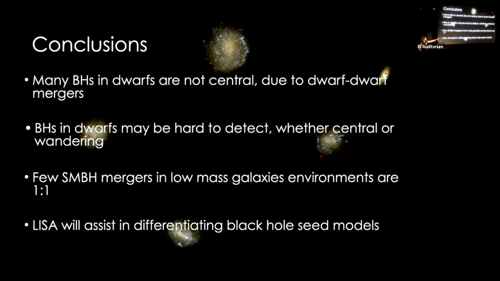Very few massive black hole mergers are in 1-to-1 mass ratios. 1-to-50 is pretty common, but LISA is going to be super awesome, and we love it, and we hope it launches on time, like everything else that launches on time.